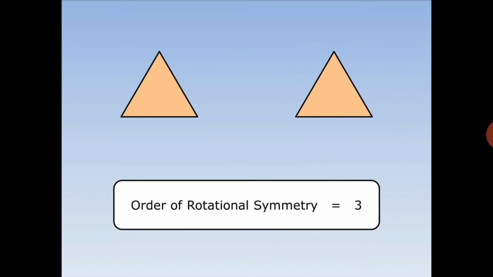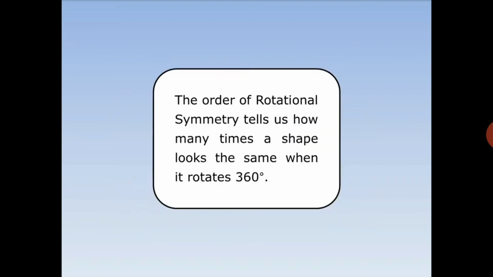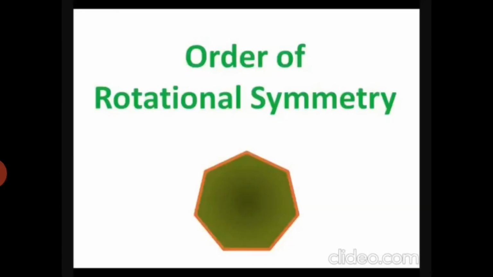Look at this triangle. This is an equilateral triangle. How many times it matches with the original image when it is rotated, we will see. The first time when it rotates, it matches with the original image, right? So, how many times does it get rotated? It is rotated 3 times so that it matches with the original image. Now, we will see the order of rotational symmetry.